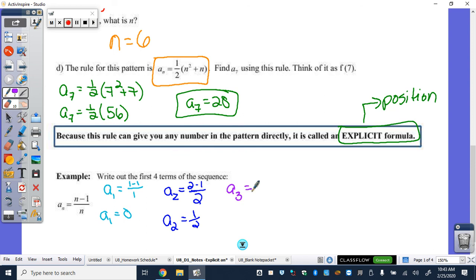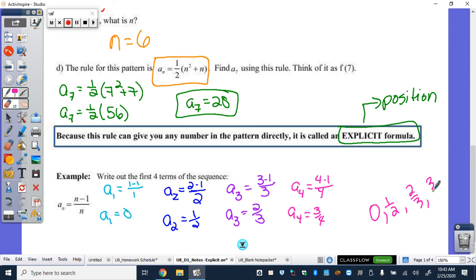Third term, we're going to plug in a 3. So we get a 2/3. And then fourth term, we get 3/4. So our first 4 terms end up being 0, 1/2, 2/3, and 3/4.